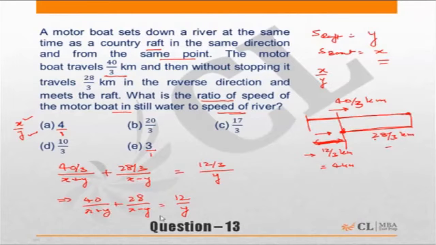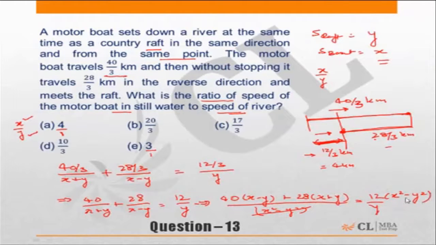Now, solving this equation further, we get 40 into x minus y plus 28 into x plus y, upon x plus y into x minus y, which is nothing but x square minus y square. This should be equal to 12 upon y. So let me just transpose this x square minus y square to the other side.